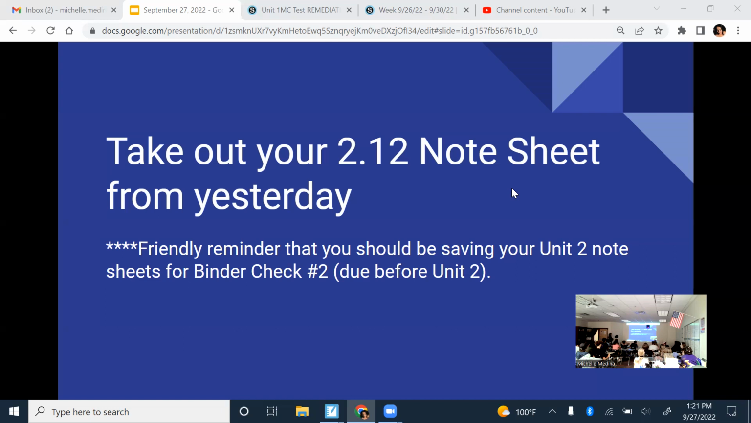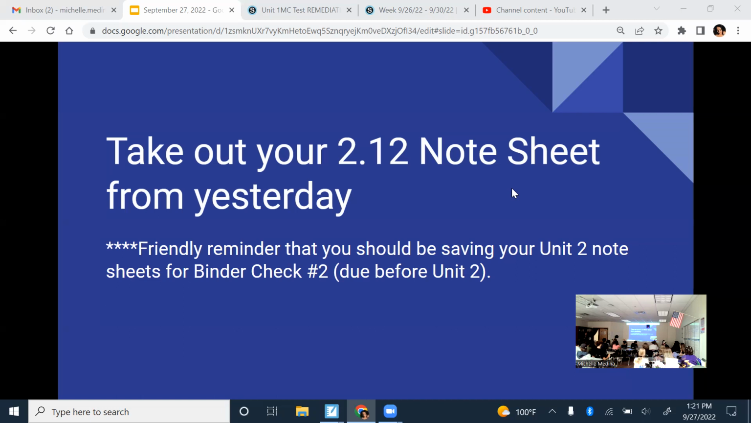So they shouldn't be blank at binder check time. They should be filled out. And if you're absent, then you can do them on your own paper. If you already lost them, we're not that far in. We're only on lesson 12. So you can go back to Schoology, watch the videos, take your own notes, or copy the notes that are also put into Schoology. So there's really no excuses.